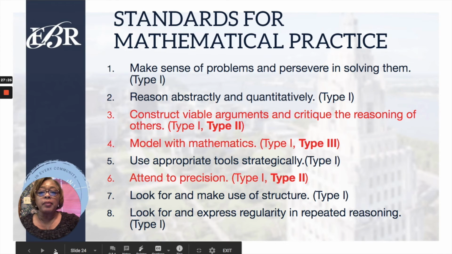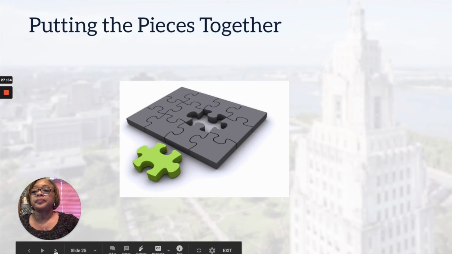But as I promised, we are going to look a little bit more closely at 3, 4, and 6. So we can look at those areas where we find that our students have not always performed very well historically on statewide assessments. But also keeping in mind that if we help students to be stronger in those areas, it will ultimately affect their performance in the others as well. So let's take a look. Let's see how we can put the pieces together.